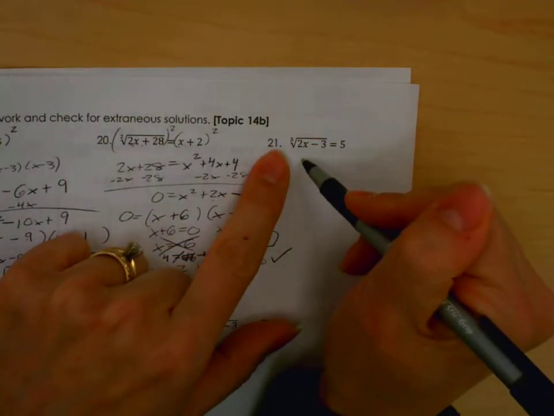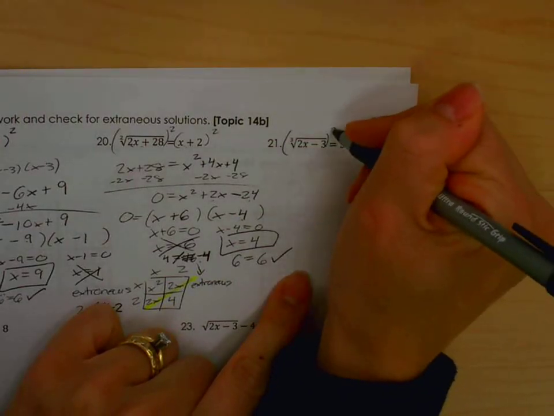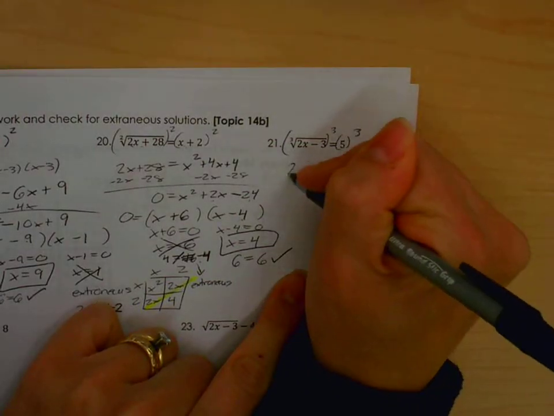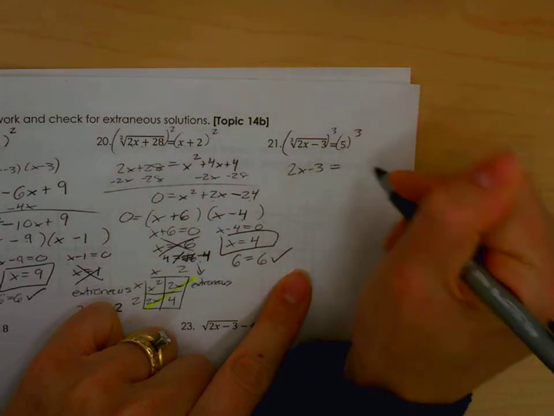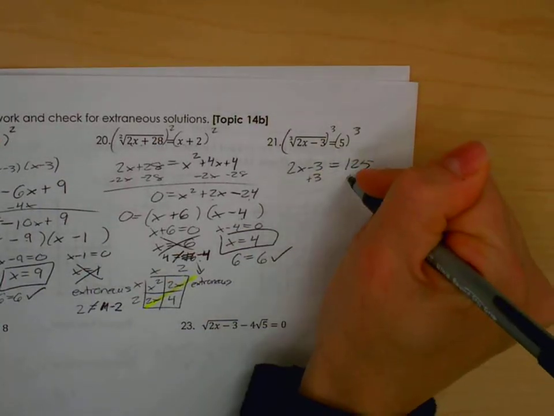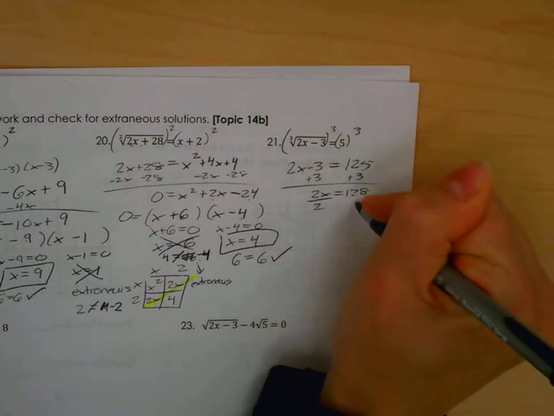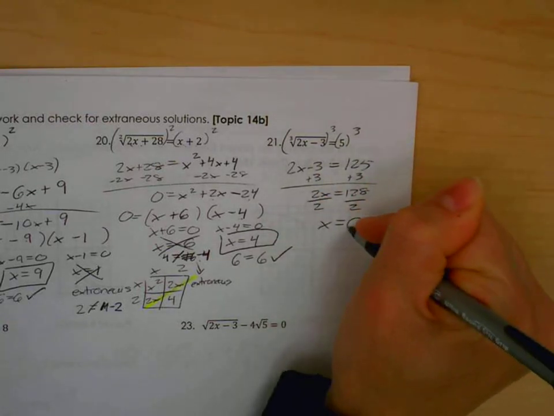All right, cube root means I need to cube both sides. So I'm going to cube that side, 2x minus 3, and 5 cubed is 125. So I've got to add 3 first. That gives me 2x equals 128. Divide by 2, and I get x equals 64.